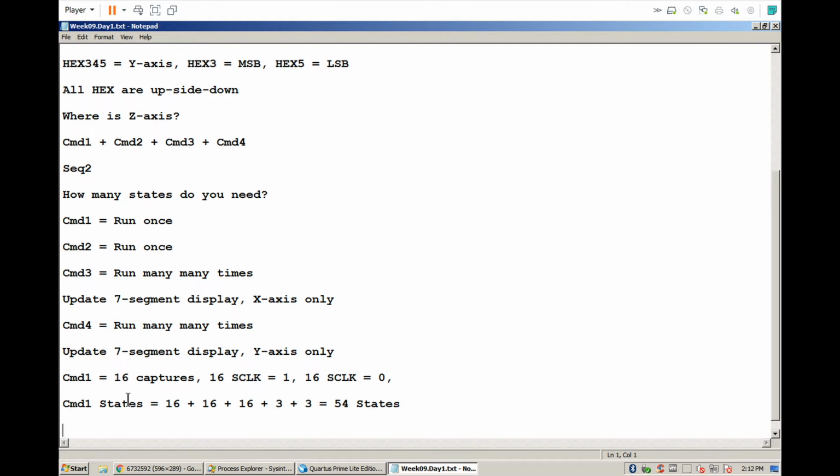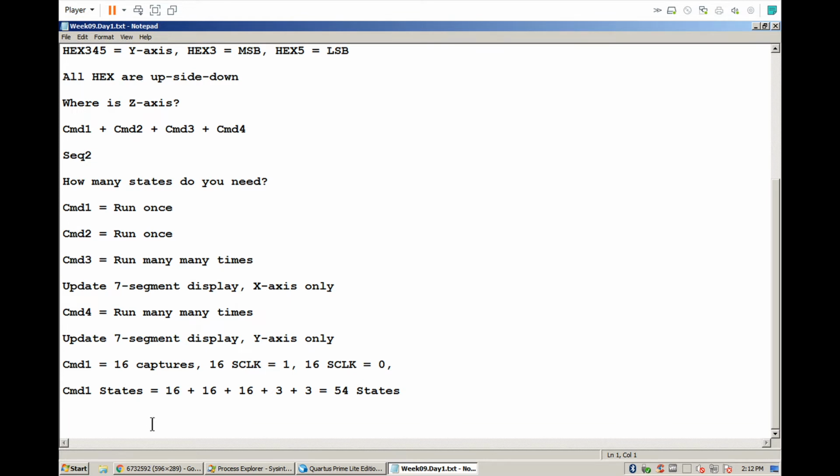Alright. So if I move on to the next commands, any question about the process to determine how many states you need? Any question about how many states we need for command number 1? No question is good. Alright, let's move on to command number 2.